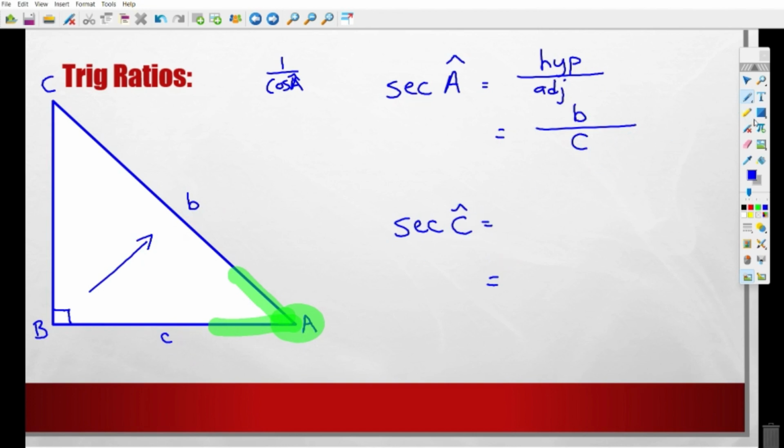Now sec of c. Now I'm dealing with a different angle, so I look at this one over here. I turn my head to the right, and I see that sec is hypotenuse over adjacent. Good. I've got two sides touching angle C, over there and over there. Which one's the hypotenuse? Little b. Good. And which one is the adjacent? Little a. Good. Right, happy with that.